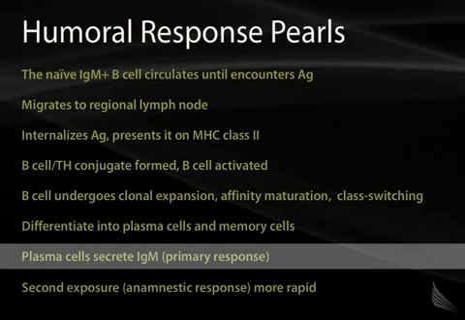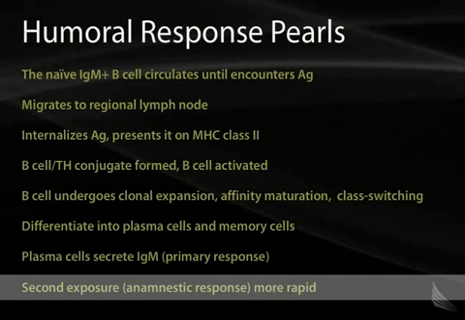Plasma cells secrete IgM initially in the primary response. They secrete other antibodies during secondary response. And then that second exposure, the anamnestic or the memory response, remember, it's more rapid, higher affinity, higher numbers.